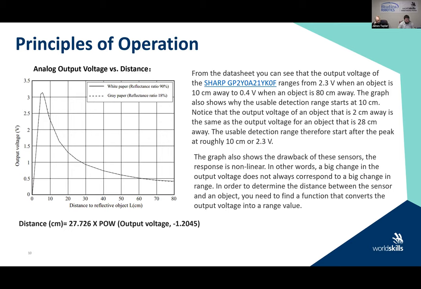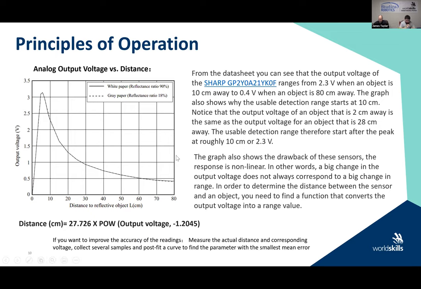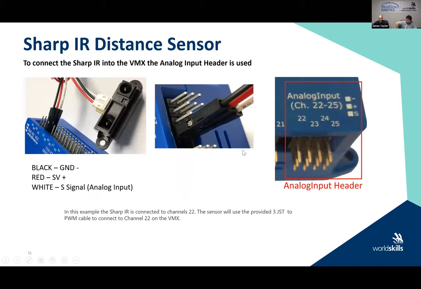The basic formula is there for the distance in centimeters with the function. We can do a few different things with this as we go forward. If you wanted to improve the accuracy of the readings, you could measure the actual voltage at various distances, and create your own formula that would take the several samples and do a post-fit curve, so you can try to get the smallest mean error. But we're just going to use the sample code because we find that generally the formula will work fairly well. That's not to say you can't do a curve fit analysis on it and make it work.